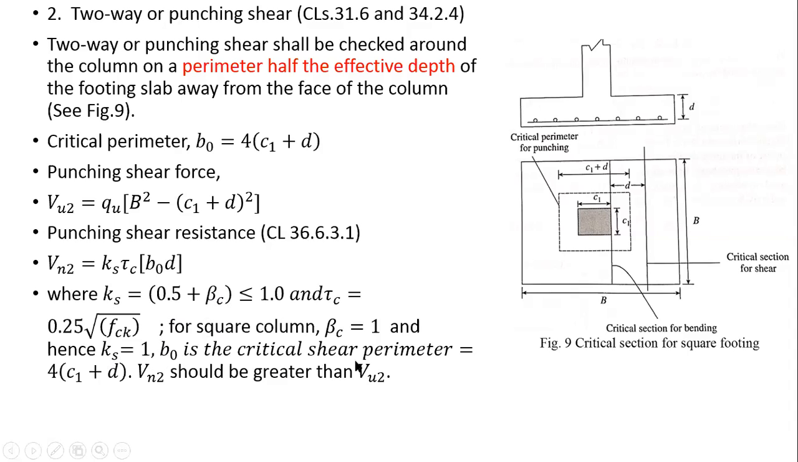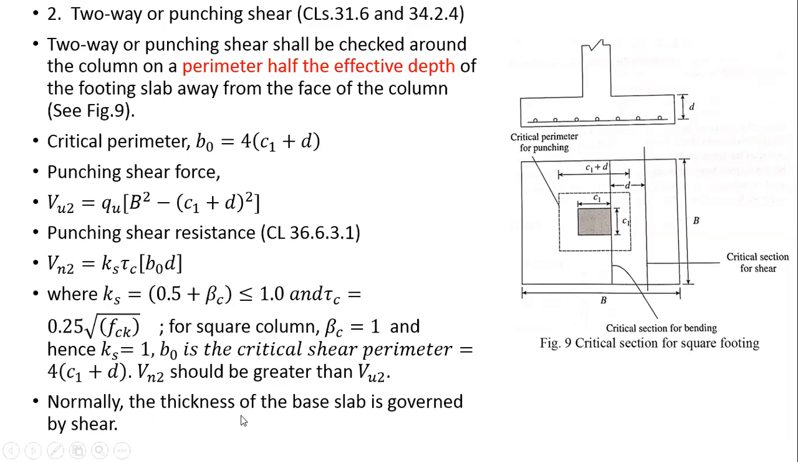And B naught is the critical shear perimeter, that is 4 times (C1 plus D). This is my critical shear perimeter, 4 times (C1 plus D). And Vn2 should be greater than Vu2. What Vn2 you are calculating here should be more than Vu2 for the footing to be safe in two-way shear. Clear?